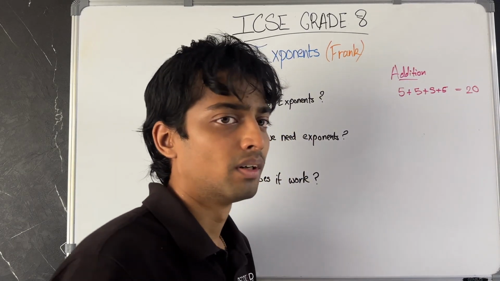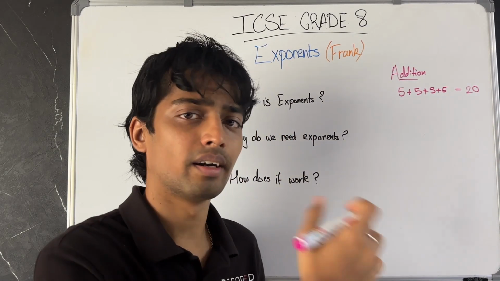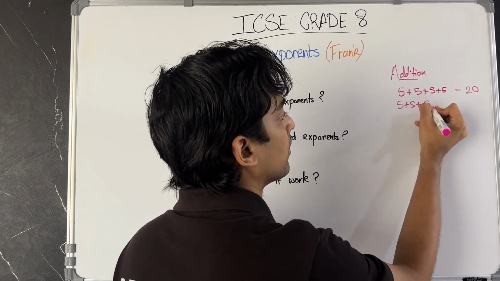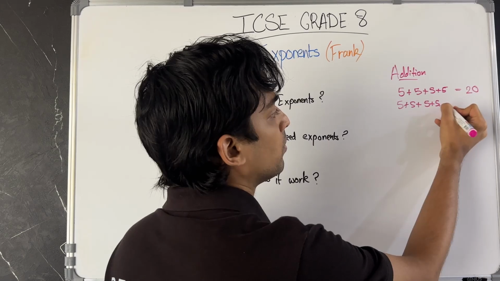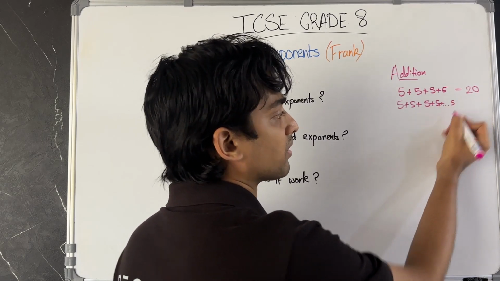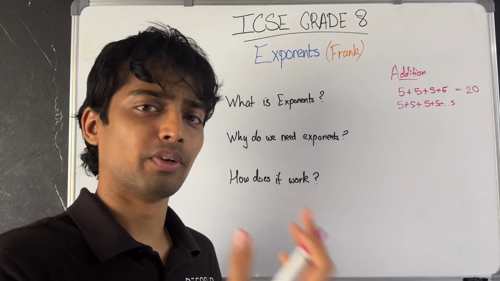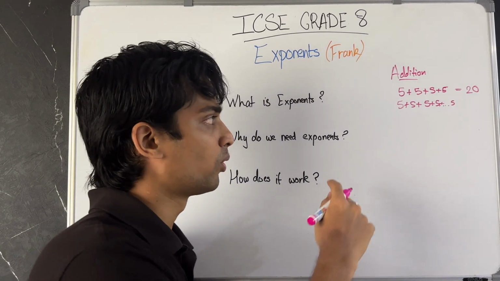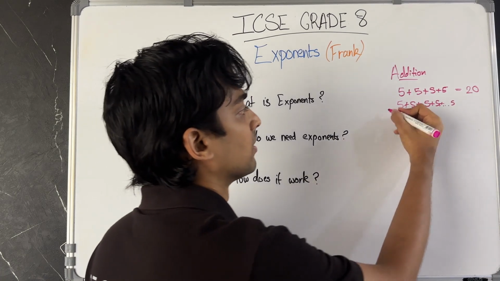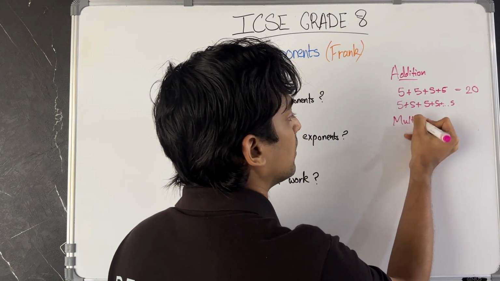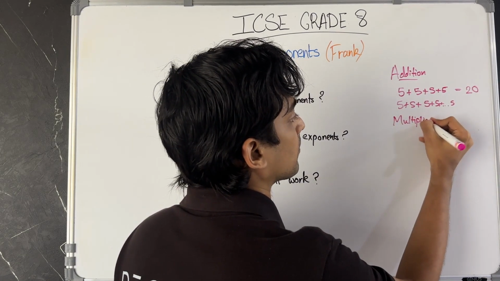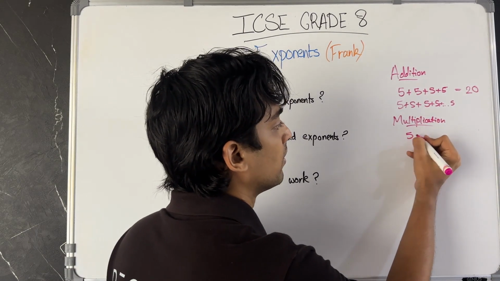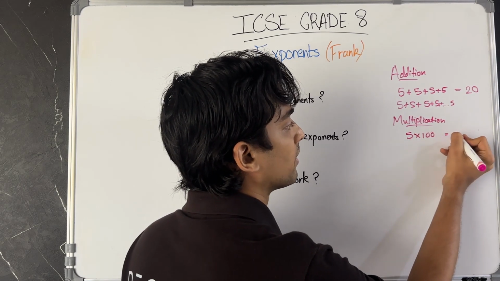Okay. Now let's say we want to add 5 100 times. So to write that, we'll have to write 5 plus 5 plus 5 plus 5 all the way to 100 times. So this becomes very difficult to write. So we made a short form called multiplication. If you want to do repeated addition, we just use multiplication. So multiplication is nothing but repeated addition. So in multiplication we can just write 5 multiplied by 100 and we can get the answer 500.